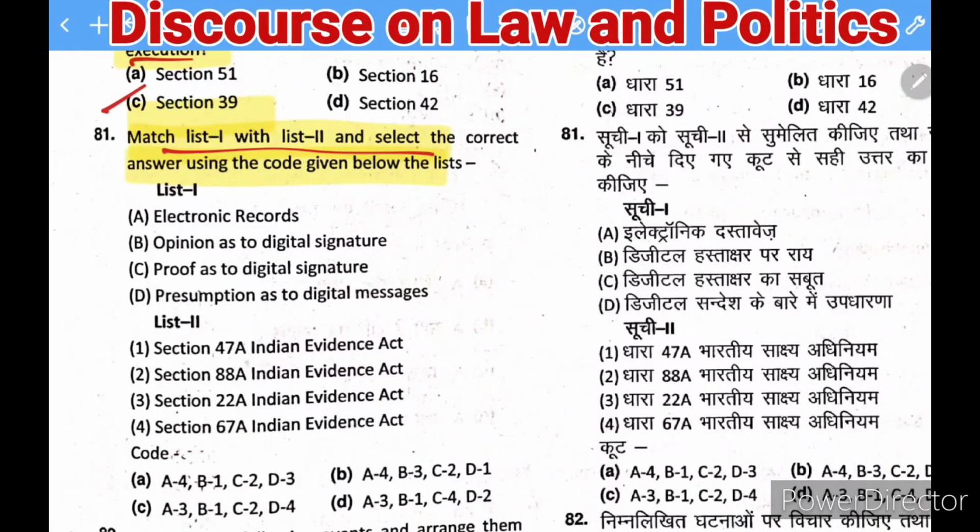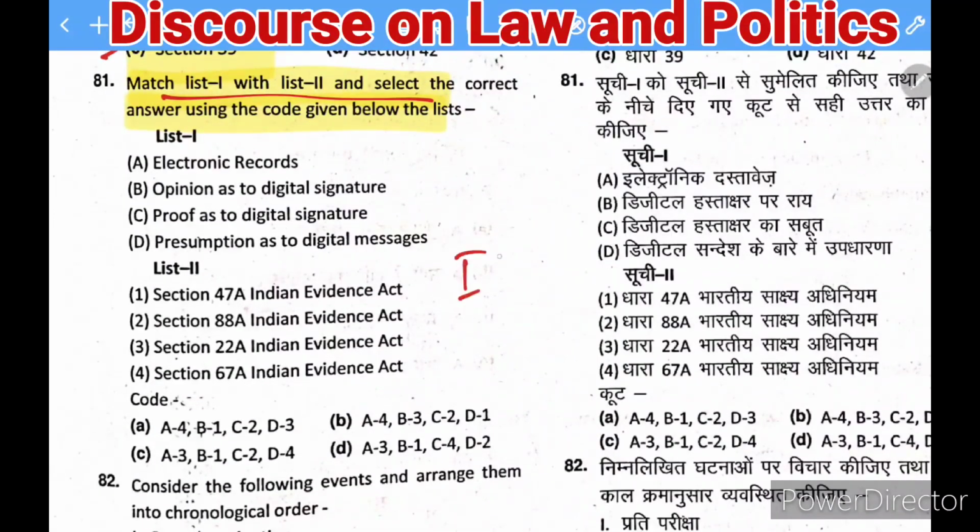Again, the matching list is coming. Again, you can find that it is from the Indian Evidence Act. So let's start doing the matching here. Electronic records has been defined under section 22A.